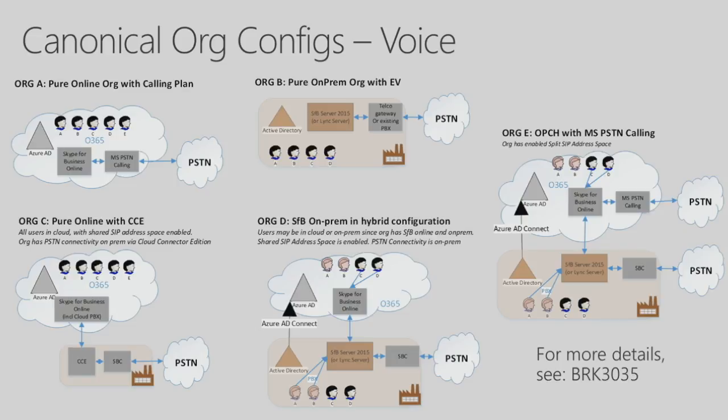And then Organization D is where you have Skype for Business on-prem, but you're in hybrid mode. Some of your users are actually in the cloud, and you're using that voice connectivity on-prem to provide voice functionality for the users in the cloud. And then if you want to get really complicated, you can even combine A and D to get E, where some users are getting their PSTN calling from Microsoft in the cloud. Some are doing it on-prem, we can mix and match and go crazy. So these are kind of our basic topologies.